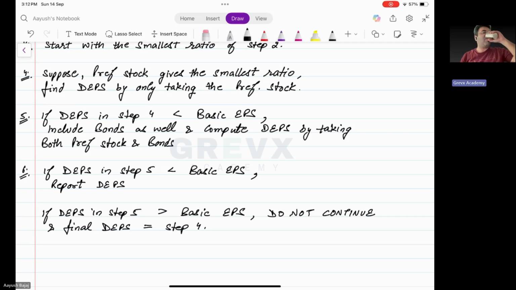Understood? Yes. Just read all of these steps again. Please process this. And ask me if there is any confusion.